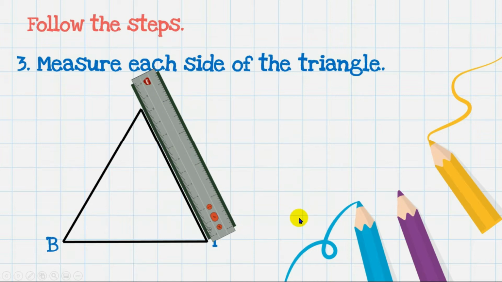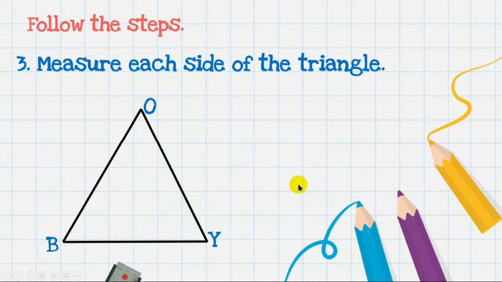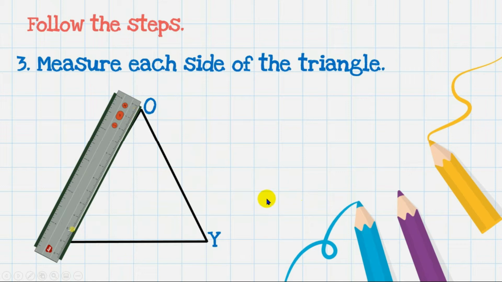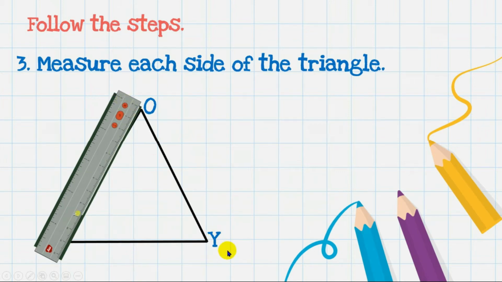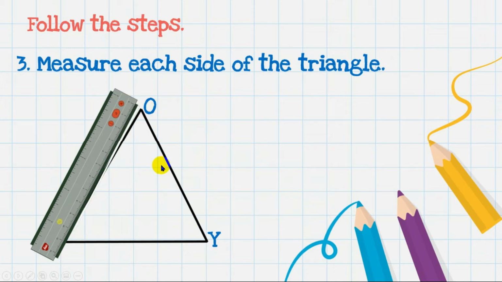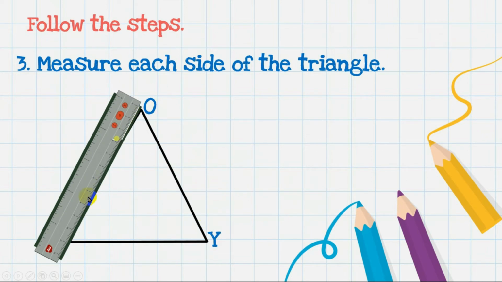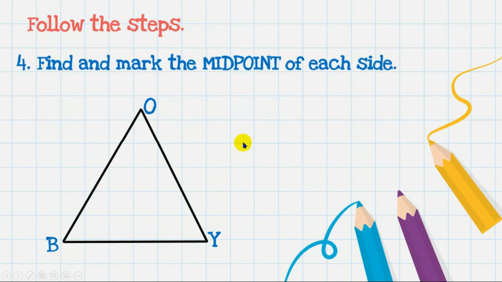Do not forget to write the measurement. Then, the third side. So, kung ano po yung ginamit nyong unit of measure from the first side, ganun na rin lang po yung gamitin yung unit of measure dun sa second and third side. Okay? So, may sukat na ba ang bawat sides ng triangle BOY ninyo? So, kung meron na, let's have step number 4.